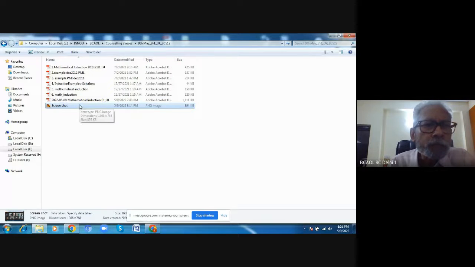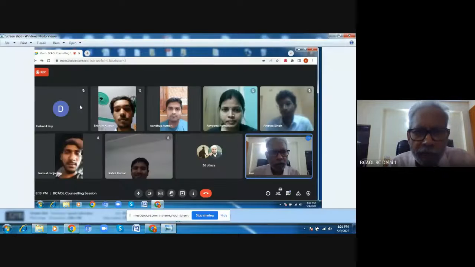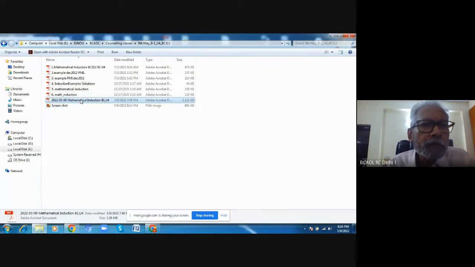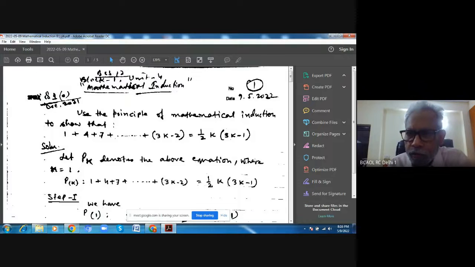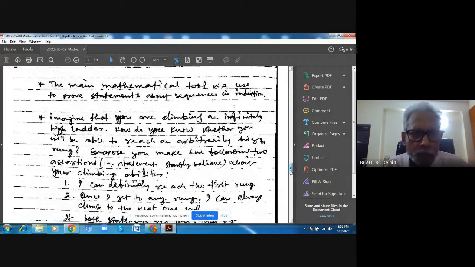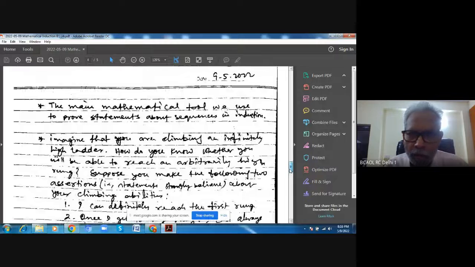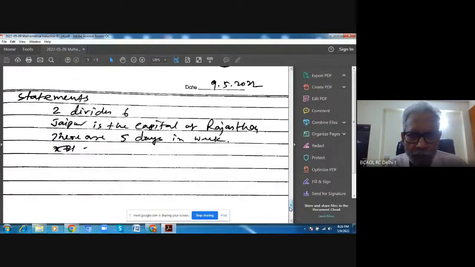I can just show you a little bit of the photo I have taken. This is how the photos are coming. Not all photos come, only one. But anyway, now these are the things I have to discuss with you. I go to the last page and start from there, that will be more clear.